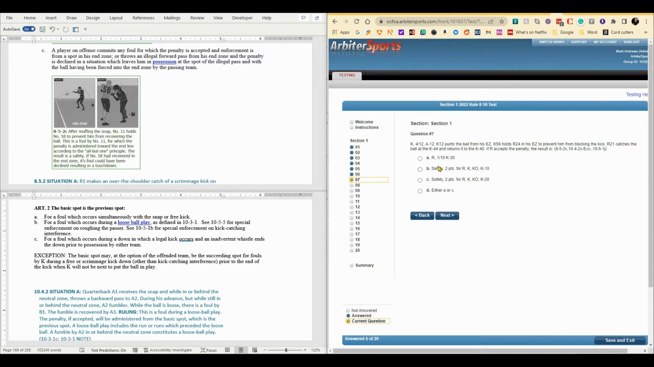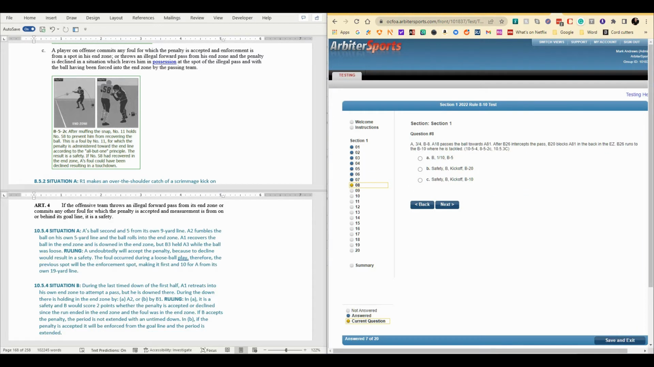Now you notice B there where it says safety K and then K10, like you're going to enforce the penalty on the free kick. No, the safety is the penalty. We're not going to add on. So the answer is D, either A or C.